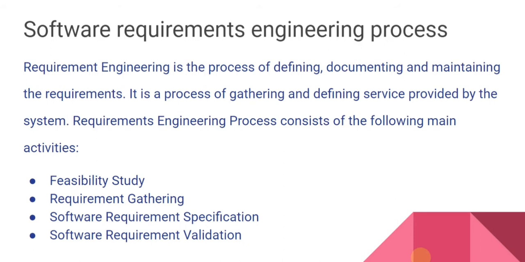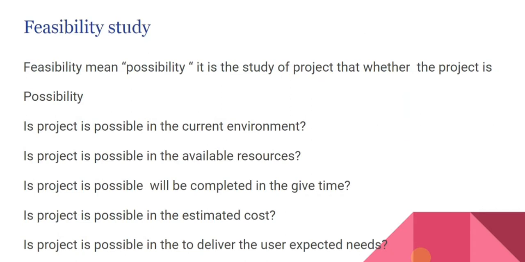So let's move on to the feasibility study. Feasibility means possibility. It is the study of whether the project is possible or not. When we start to develop the software, we should start with the feasibility study, whether the software is possible or not. Software feasibility is very important, because if the software is not feasible, we may later have to bear a huge amount of cost, which is quite impossible.